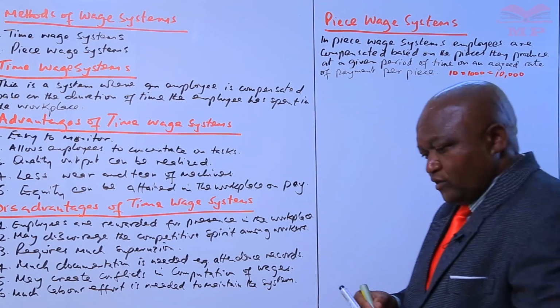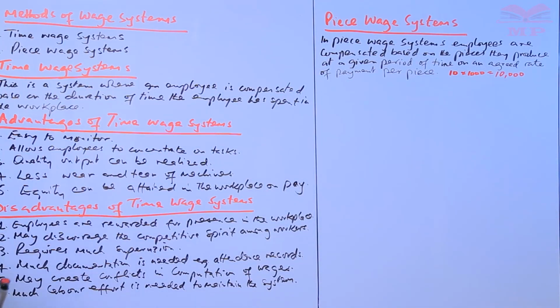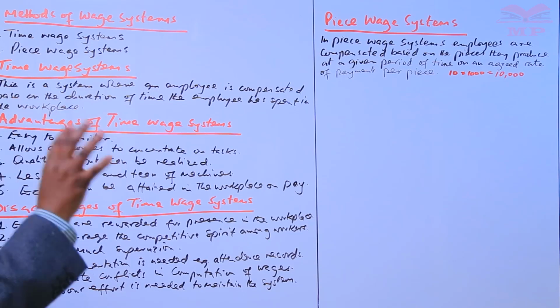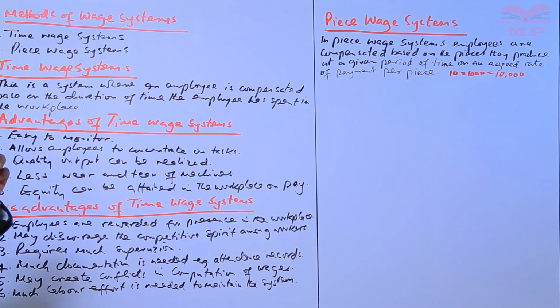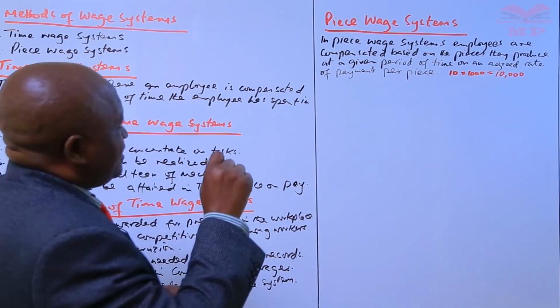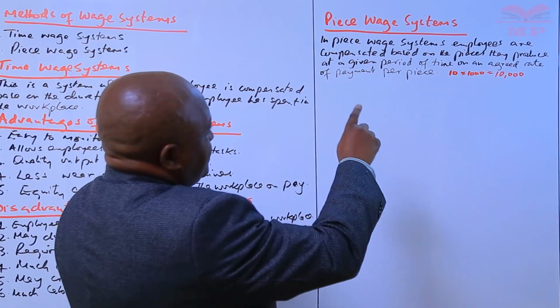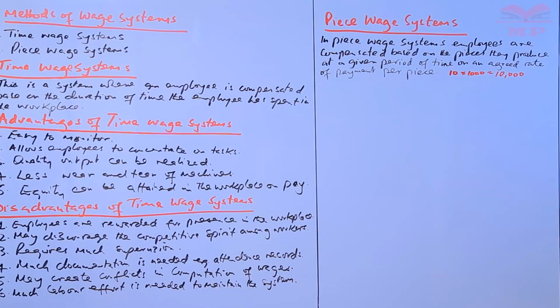So regardless of how long or how short a time the worker takes, the worker is paid based on what they have produced on an agreed rate. So the issue of time does not arise. If a worker is able to do this production in 1 hour, the worker is paid. If a worker is able to do this in terms of 2 days, the issue of days does not count. The issue of the rate is what is important. So in piece wage systems, employees are compensated based on the pieces they produce at a given period of time on an agreed rate of payment per piece, and that is the piece rate system.